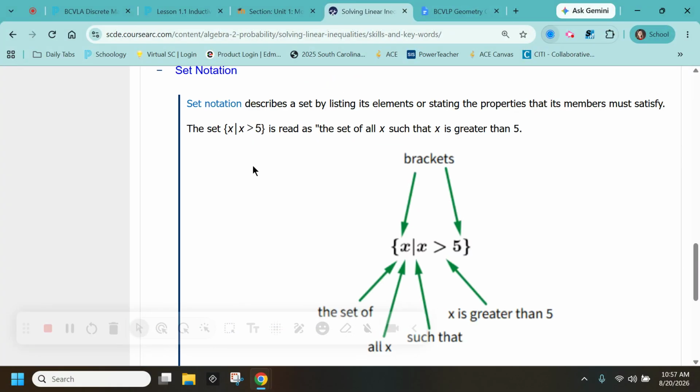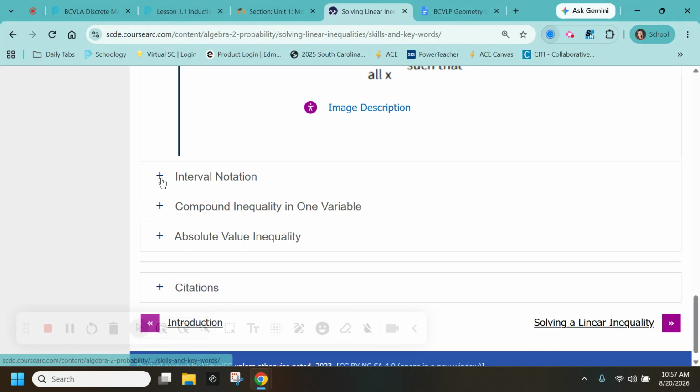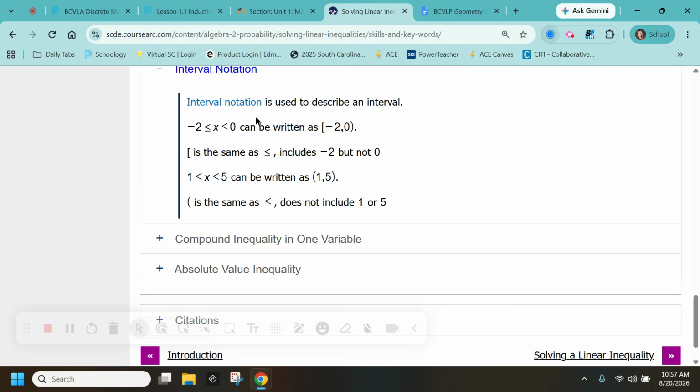Set notation is like this. So we have the little curly bracket, and this says the set of x such that, that's that little bar, that x is greater than 5. So we have a little bit of a difference between set notation and interval notation. Interval notation from an inequality can be written as, so -2 less than or equal to x less than 0 can be written as square bracket -2, comma 0 parentheses.